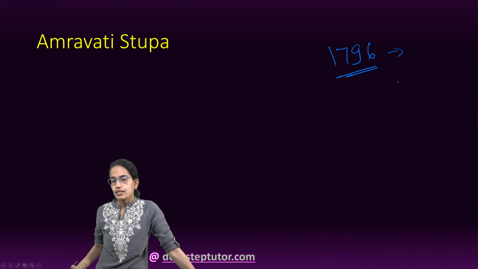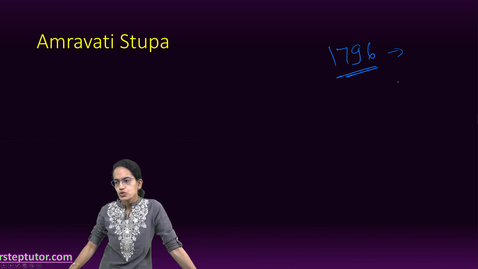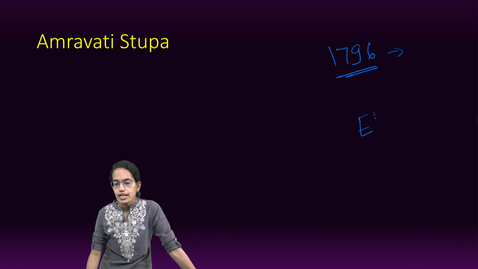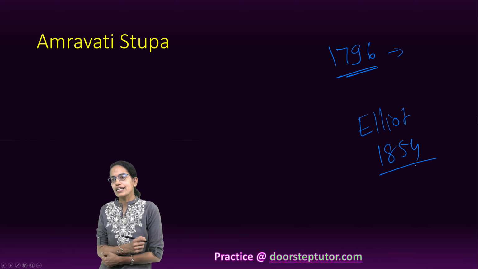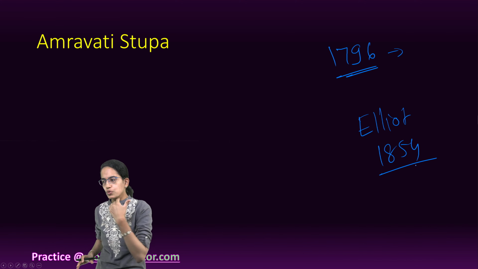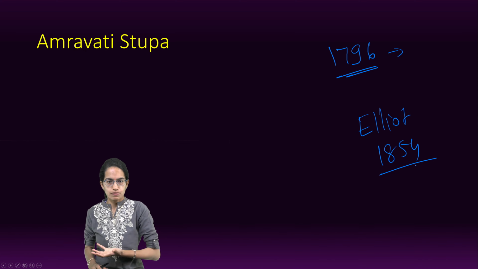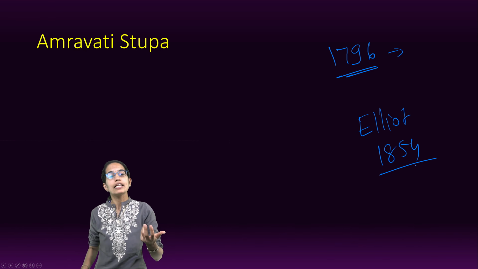Some years later, a British official called Mackenzie also visited and found several pieces there that were never reported or published. Similarly, Walter Elliot came in 1854. He was the commissioner of Guntur in Andhra Pradesh, and he collected samples from Amravati and then took them away to Madras. The samples taken by Walter Elliot were known as Elliot marbles during that time.